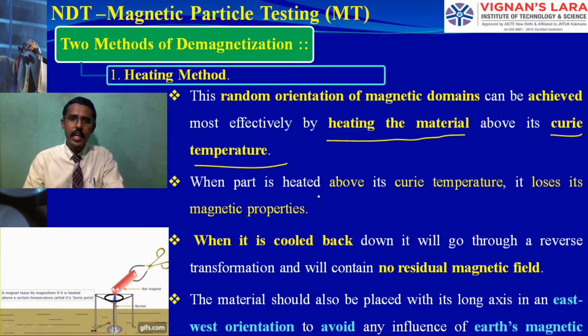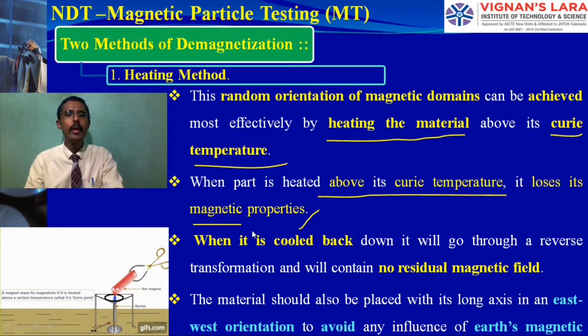When a part is heated above its Curie temperature, it loses its magnetic property. When it is cooled back down from the higher Curie temperature, it will go through the reverse transformation and will contain no residual magnetic field. But its actual paramagnetic properties of the specimen are achieved. What we applied there is not retained; it is going out.